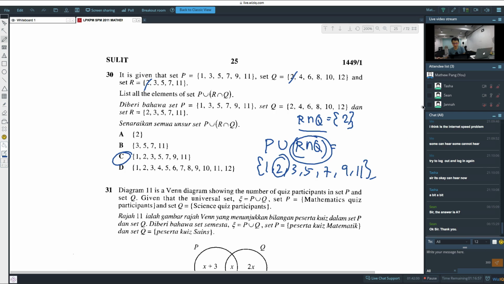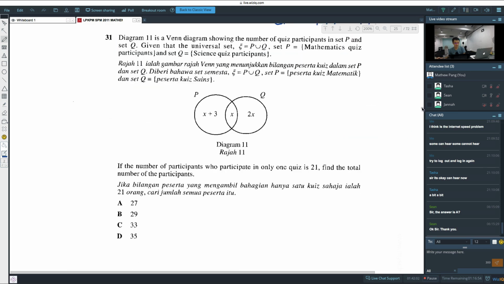Okay, very straightforward. For question 31, Diagram 11 is a Venn diagram showing the number of quiz participants in set P and set Q. Given a universal set P union Q, P is a mathematics quiz and Q is a science quiz. If the number of participants who participate in only one quiz is 21, find the total number of participants.